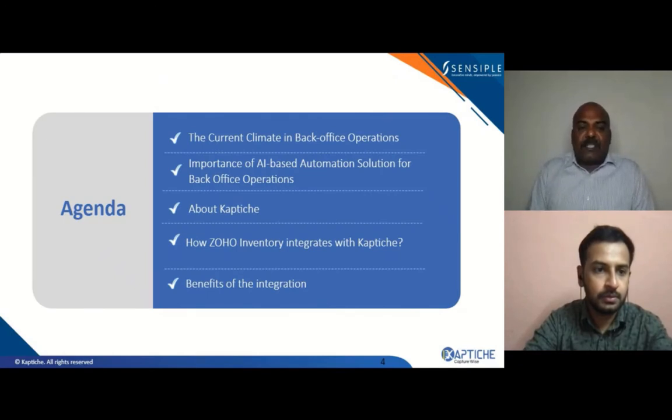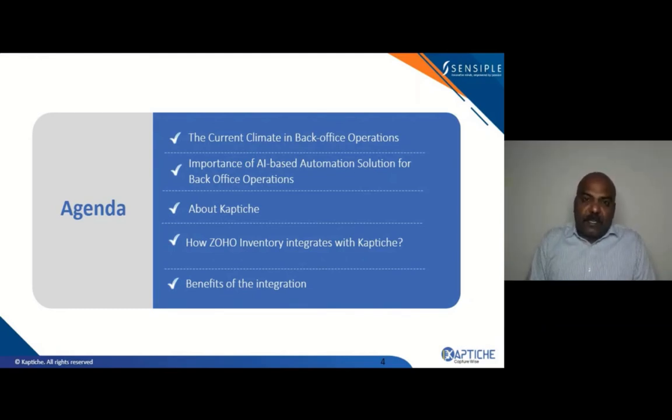Let's see what we have in our agenda today. First, I would like to talk about Sensible and its partnership with Zoho Corporation. Next, I will talk about the current challenges most organizations are going through today in their back office environment due to manual data entry and data processing. Next, I will talk about the importance of artificial intelligence based automation solutions and how these robust technologies are currently helping organizations overcome those challenges. The next would be more relevant to all the participants here, which is about our intelligent process automation solution called Kaptiche and its integration with Zoho Inventory. And finally, I have a case study to present in which I'll talk about the very recent implementation that we have done for one of our customers in the Asia Pacific, and also the before and after Kaptiche scenario.